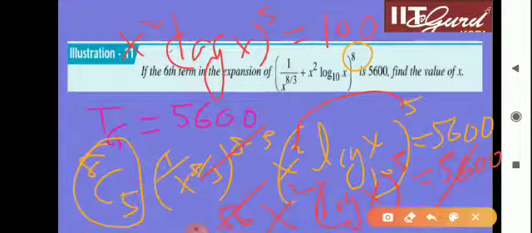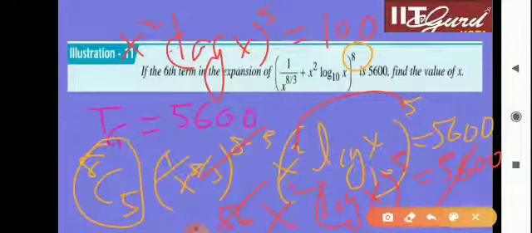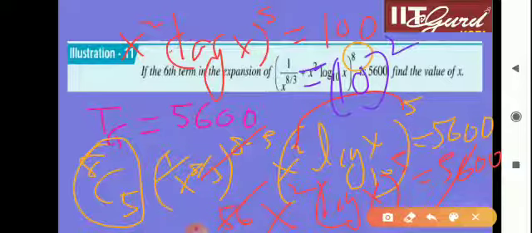100 is written after cancelling 56. So for 100, a student can write 10 square, which will be compatible for this x square. For 100, one can write 10 square, and that is compatible with x square on comparison.